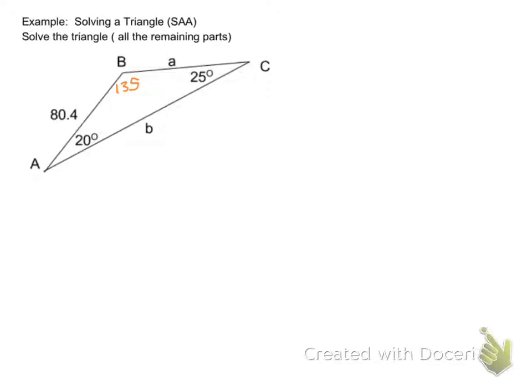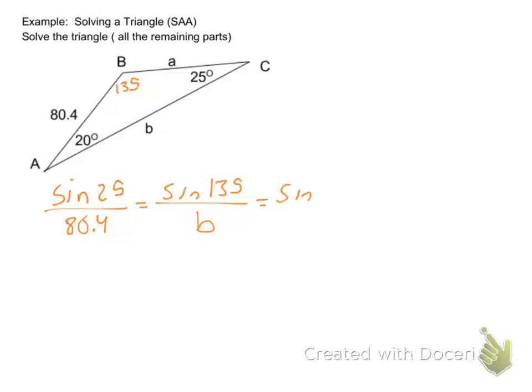Now from here, can you solve the rest of it? Okay, so let's set it up at least. I'm going to set it up and let you guys do the numbers. I don't think we necessarily need to do all this together. Which one is the pair I am given? C. So sine of 25 over 80.4 equals sine of, what's another one? 135 over B equals sine of over A.